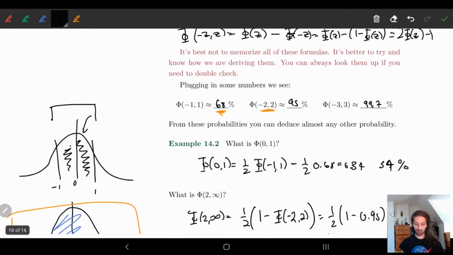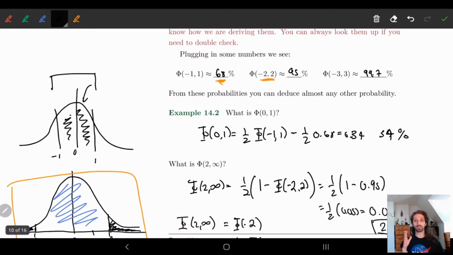And that's the example for this video. We'll keep going in the next video on the next topic, which is normal approximation to the binomial distribution. So I will see you all then.